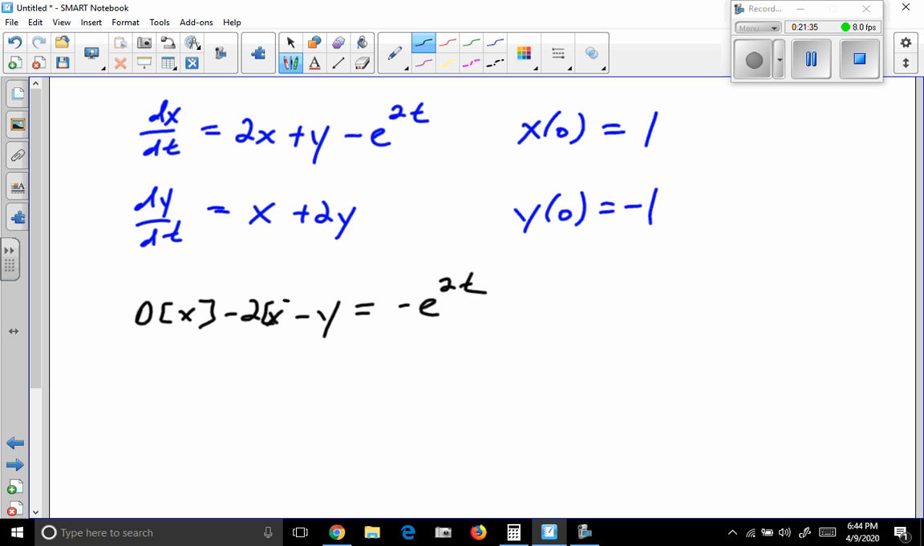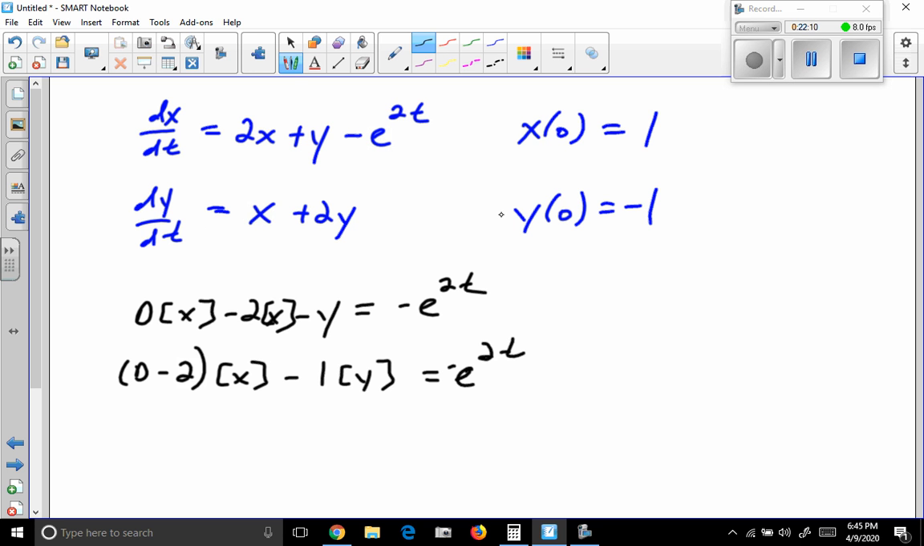So the middle term is in terms of x. The first term is in terms of x. So if we bring out the x, we have the derivative of x, and we have twice x. If you want to think about it as factoring out an x, then that's what is being done to x: the derivative of x, minus twice the function x. And then for our function y, we just have it subtracted one time. And that equals minus e to the 2t.